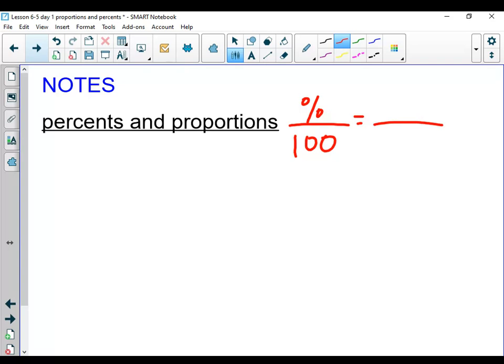Then, proportion, two equal ratios. The second ratio has part over whole. And there are some keywords that go with that: the is and the of. If you need more time to write that down, go ahead and pause. And this is going to make more sense when we do an example.